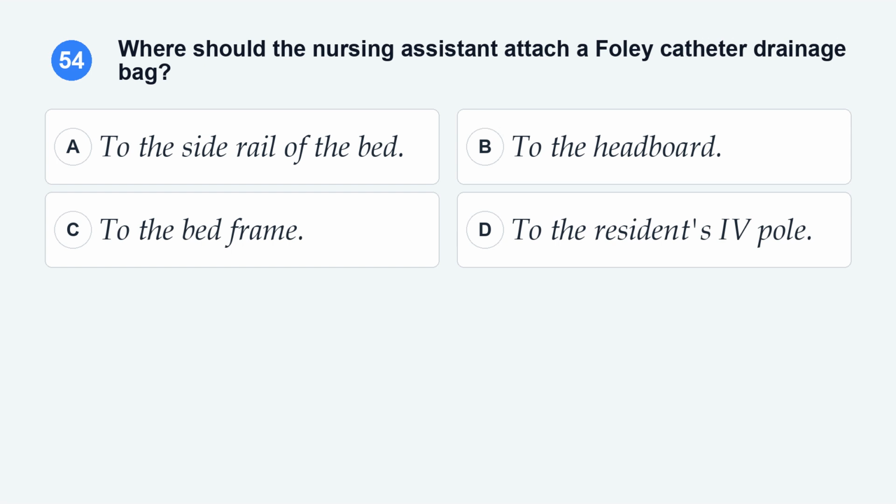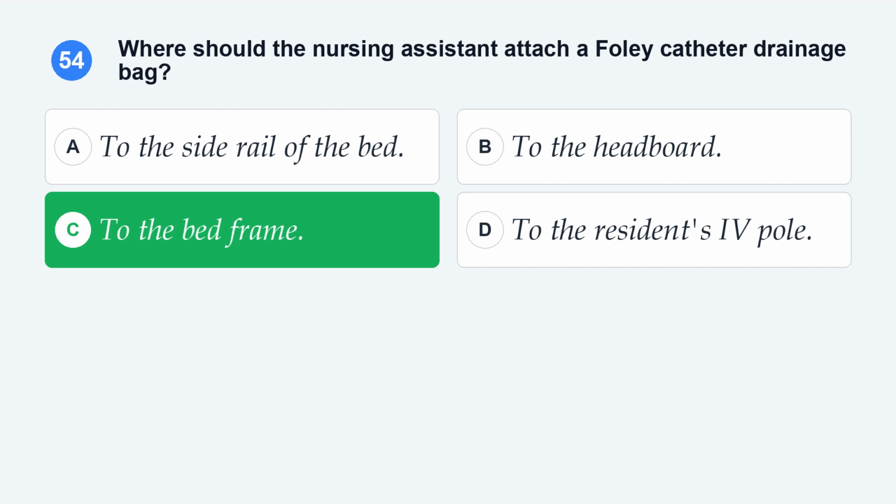Question 54. Where should the nursing assistant attach a Foley catheter drainage bag? Option A. To the side rail of the bed. Option B. To the headboard. Option C. To the bed frame. Option D. To the resident's IV pole.